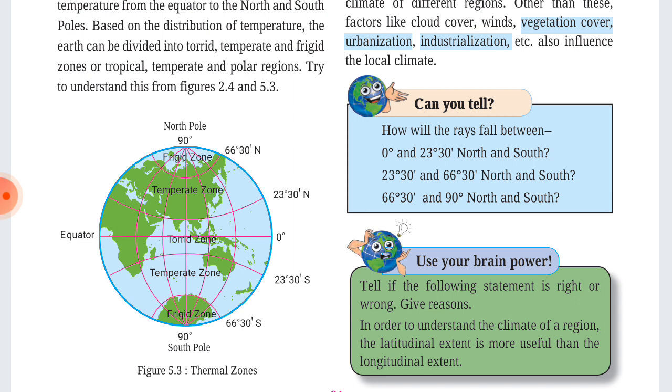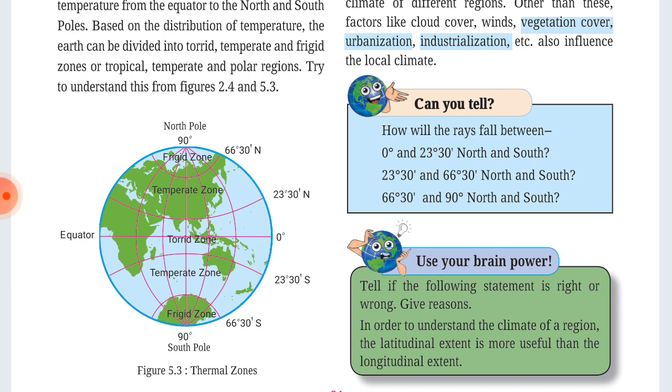Then the temperate zone. Now the temperate zone's temperature is lesser than the torrid zone, and it is located around the Tropic of Cancer towards the northern hemisphere and the Tropic of Capricorn towards the southern hemisphere. Then in both northern and southern hemispheres there is a zone which shows the lowest temperature, and it is located in the polar region of both hemispheres of the earth, which is the frigid zone.